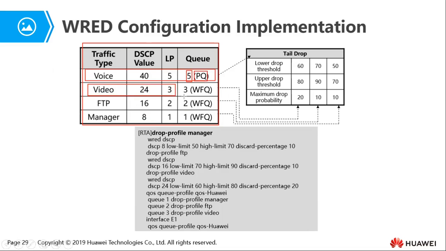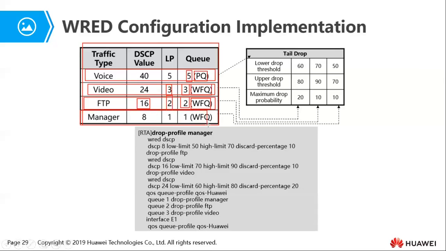Then for video, the DSCP value will be 24. That might actually be the default coming from that conferencing tool. Then the local priority is going to be 3. We want to put it on Q3. Q3 is scheduled using weighted fair queue. Then for FTP, the DSCP value is going to come with 16. The local priority will be mapped to 2. It will be placed on queue number 2, and we want it to be scheduled using weighted fair queue.